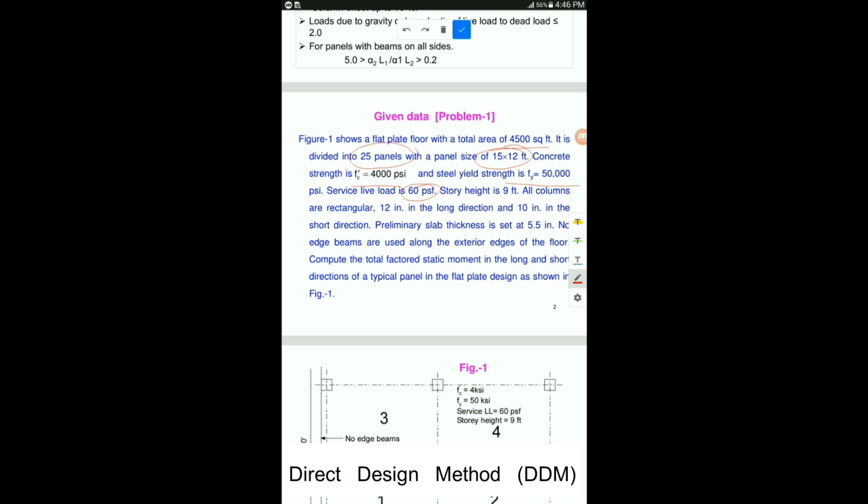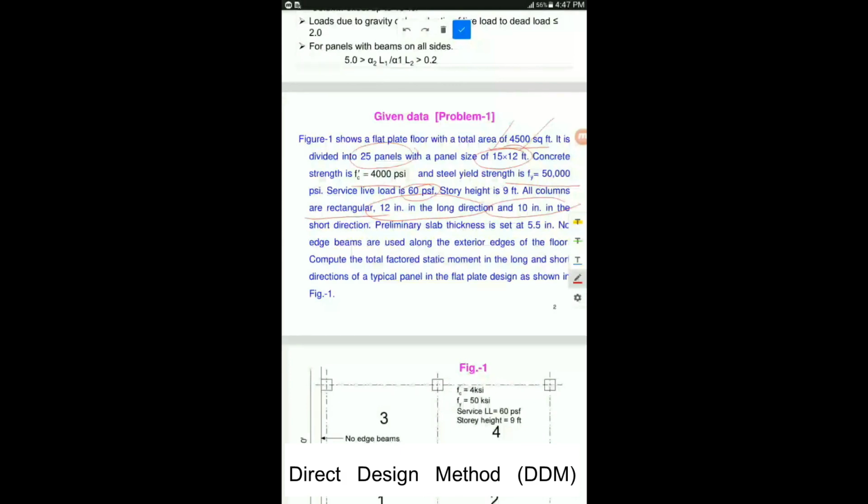All columns are rectangular, 12 inches in the long direction. These are rectangular, no more square columns. Rectangular means they have different values of length and width. So they have 12 inches in the long direction and 10 inches in the short direction. The long direction for this panel is 15 feet and the short direction is 12 feet. We will discuss it later.